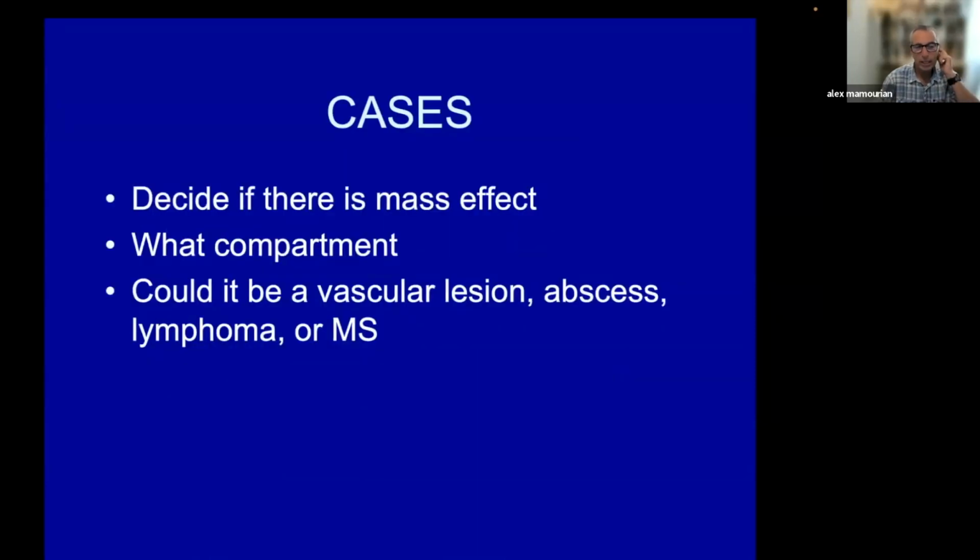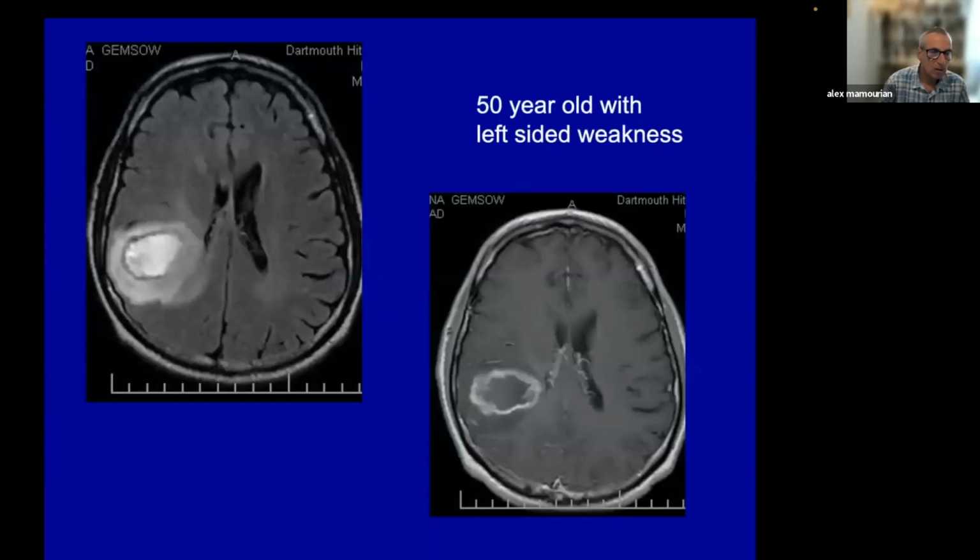So again, as we look at cases, decide if we see mass effect. You want to determine, if possible, what compartment it lies in. Is it intraaxial or extraaxial? And could we be looking at something that's not a neoplasm, like a cavernoma, an abscess, lymphoma, MS, and so on. So we look at this case.